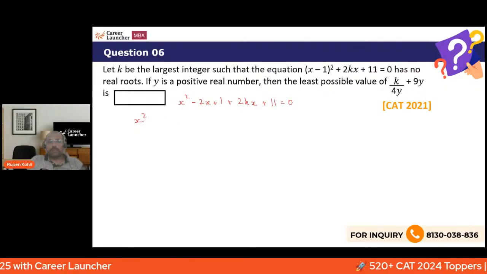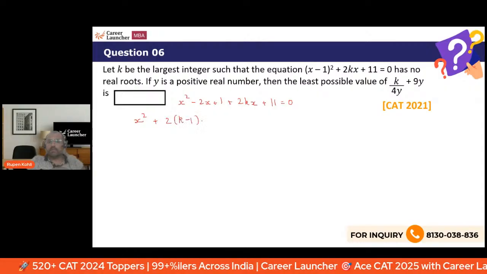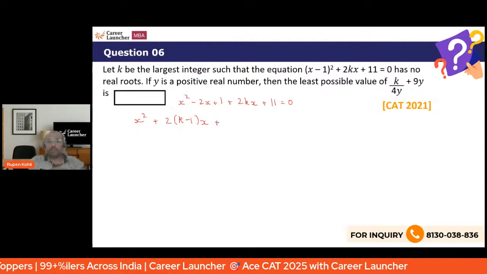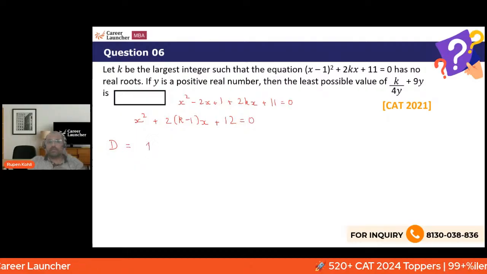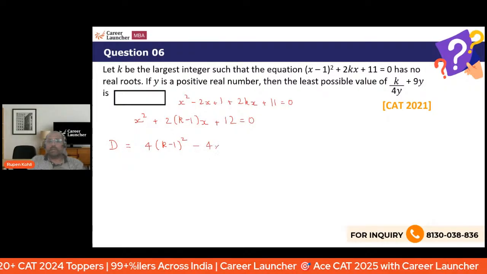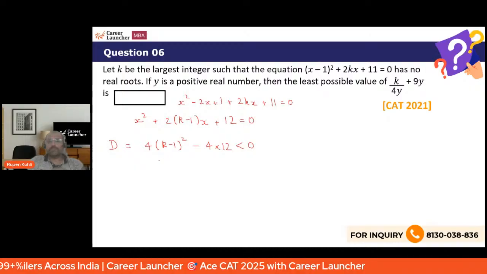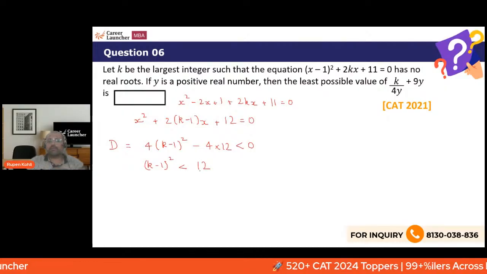So x square and 2k minus 2 x, combining the terms of the coefficient of x. So can I say 2k minus 2, or 2 times k minus 1, of x plus 12 equals 0. Now I have the standard form. Now we can apply the condition that the discriminant is negative. So the discriminant is the whole square of 2 into k minus 1, so 4 times k minus 1 square minus 4 into 12 is negative. 4 can be cancelled and we can say k minus 1 the whole square is less than 12.